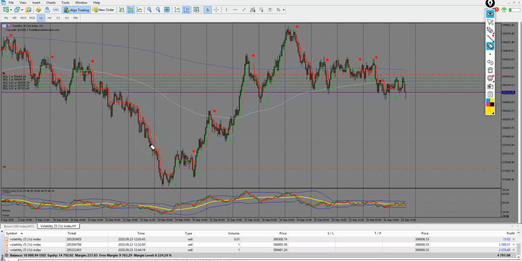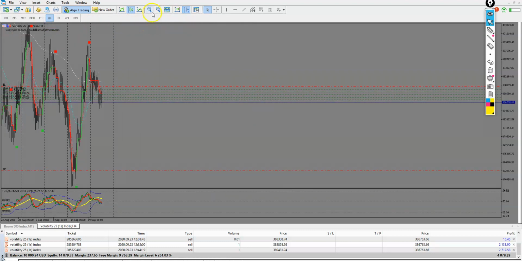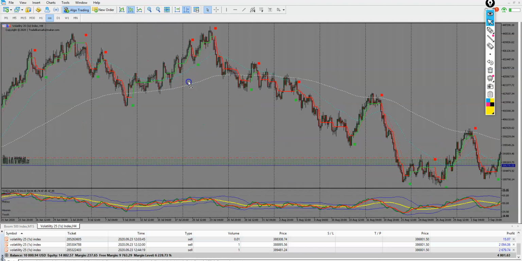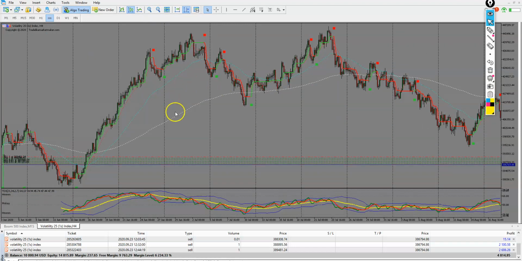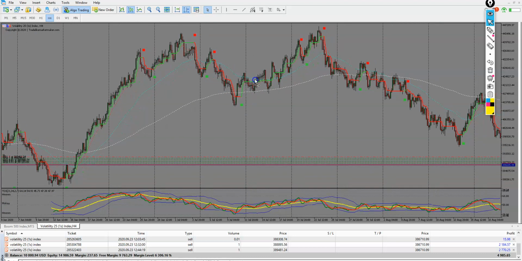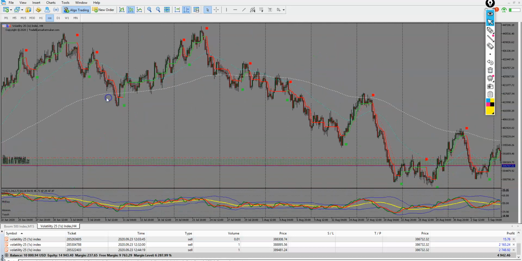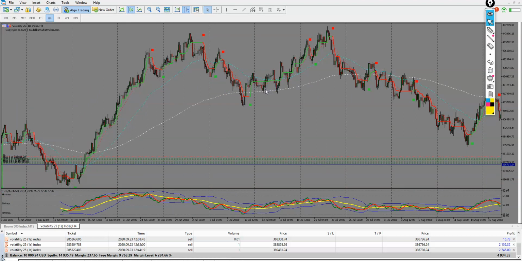Then let me check for an uptrend. Maybe I can show you on an uptrend how to trade, but it's the same thing, even on an uptrend. I think it's limited. I don't know why it doesn't show the previous data, but it's the same thing.